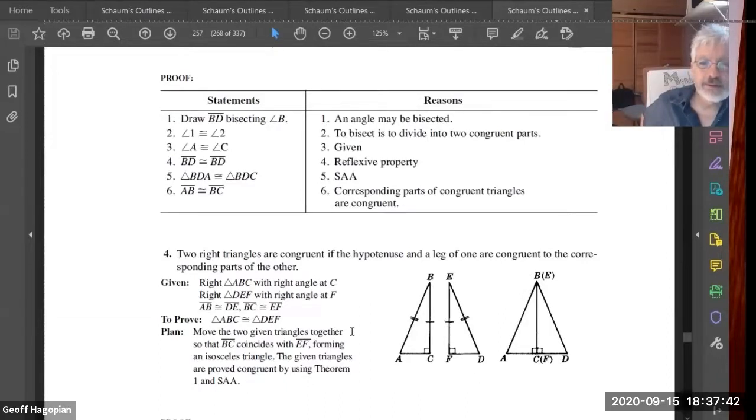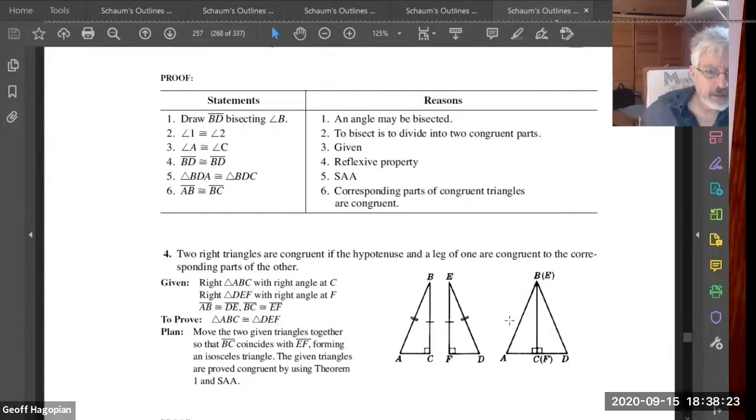Look what they do. So the plan here is to move the 2 given triangles together so that the congruent side BC on one coincides with the congruent side EF of the other. And then since two right angles make a straight angle, the bottom of that is going to be straight, which means that this is a triangle. And it's an isosceles triangle. And so the base angles are congruent, right, by theorem 1 above.